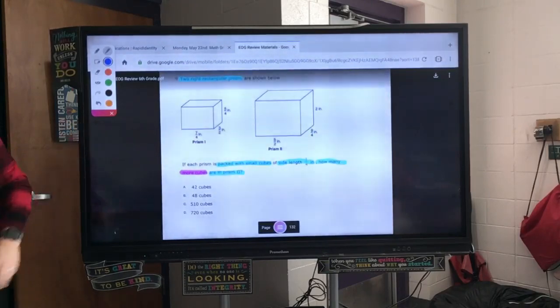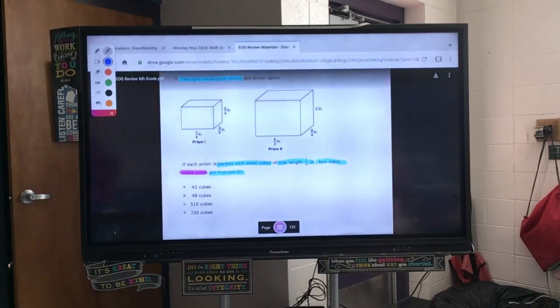I'm going to ask again. Nobody should be writing anything because we're not writing anything down. If we have a cube and we know that one side is 1/4, what is the volume? What is the length, the width, and the height?